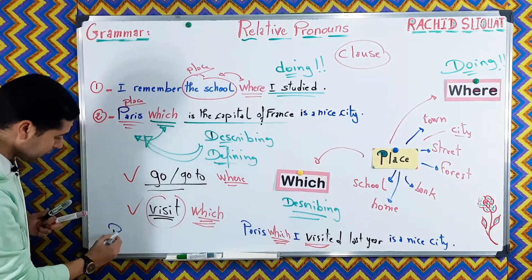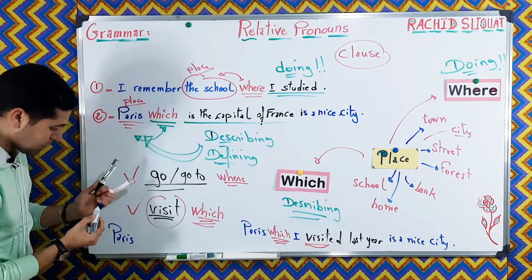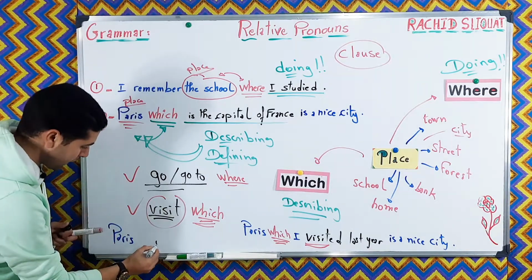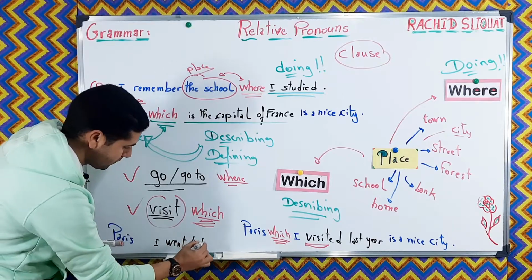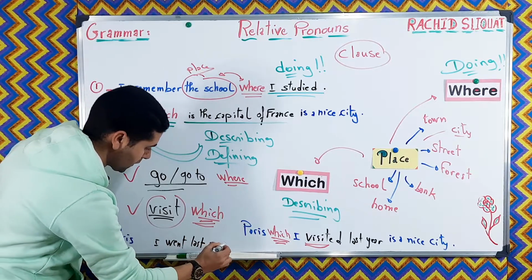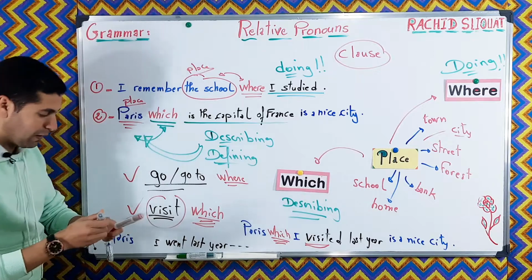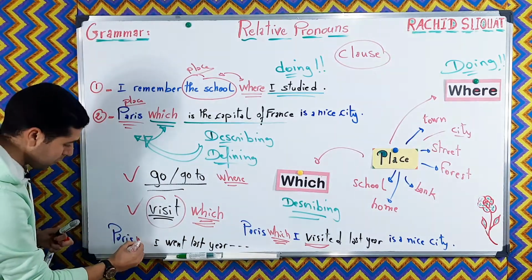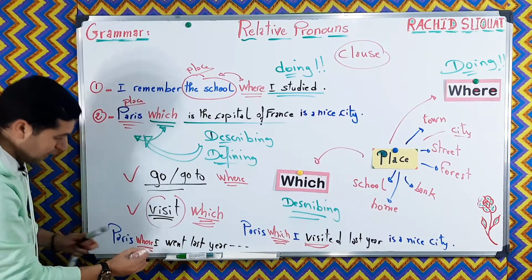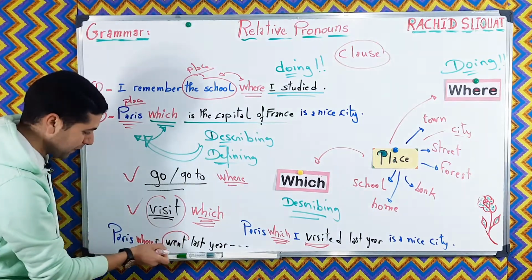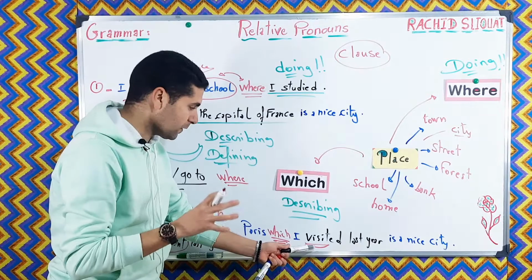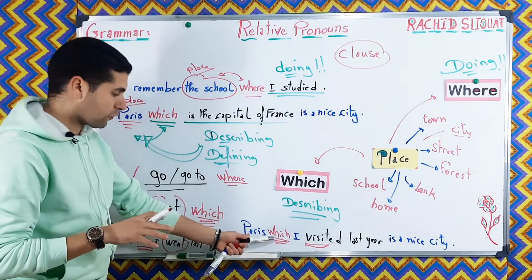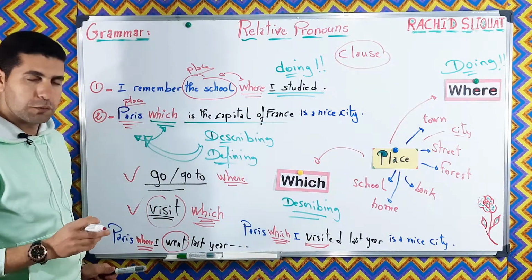We can write it the same way. Paris, I went last year, is a nice city. Here we can say where I went last year, very simply, because here we have the verb go in the past. So with visit, we use which, and with go, we use where.